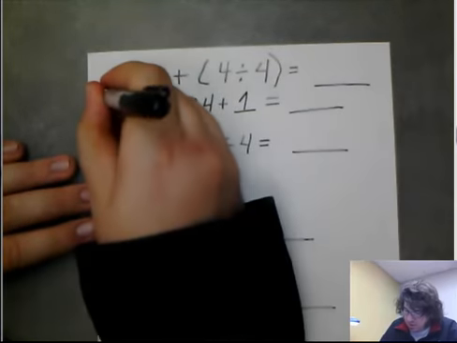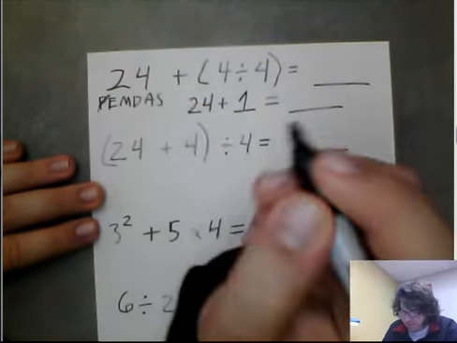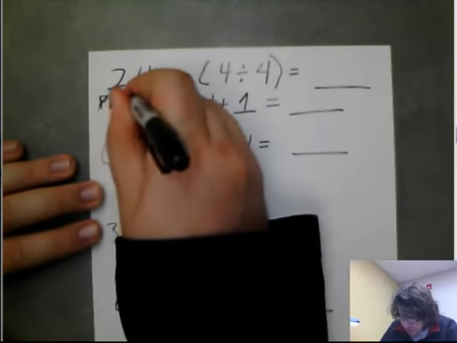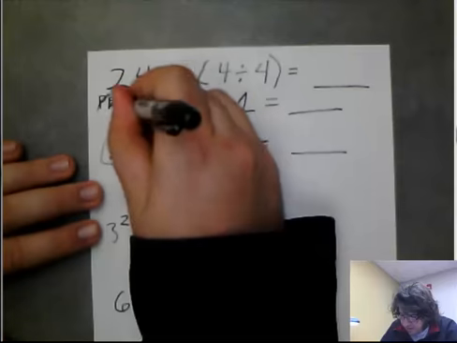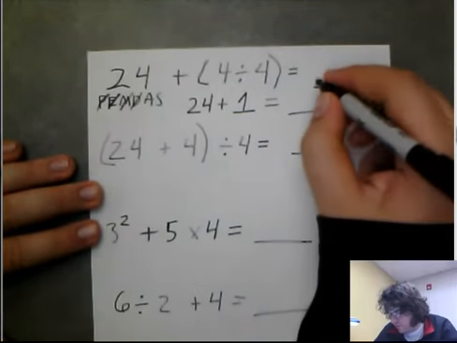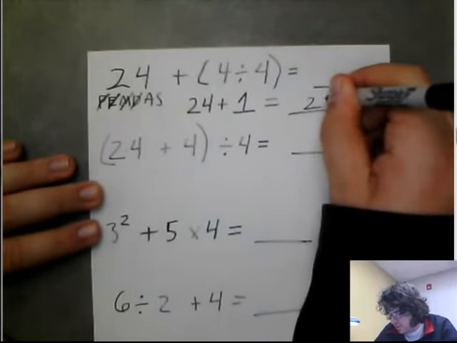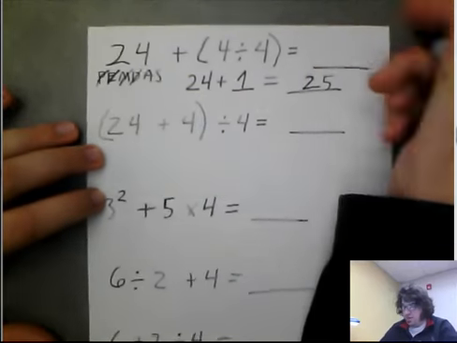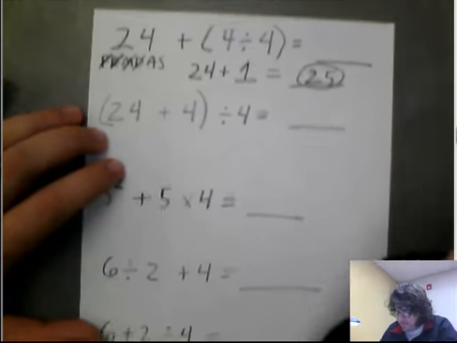Okay, so I use my parentheses. I'm going to cross it off. I don't have any exponents. I don't have any multiplication left. I don't have any division left. I do have addition. 24 plus 1 gives me 25. Okay, and that is my answer.